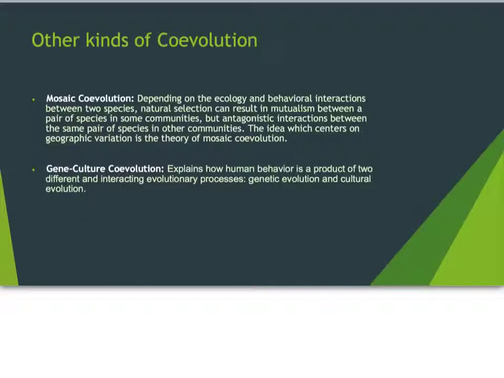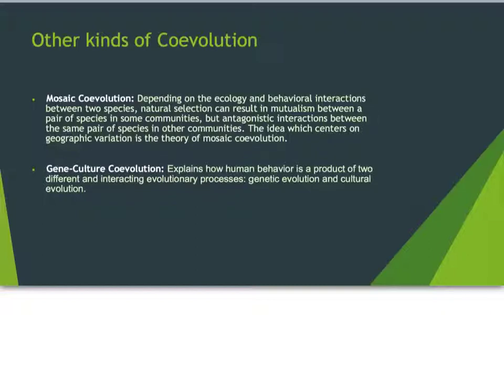There are two other kinds of coevolution. One is mosaic coevolution, which depends on the ecology and behavioral interactions between two species. Natural selection can result in mutualism between a pair of species in some communities, but antagonistic interaction between the same pair of species in other communities. The idea, which centers on geographic variation, is the theory of mosaic coevolution.